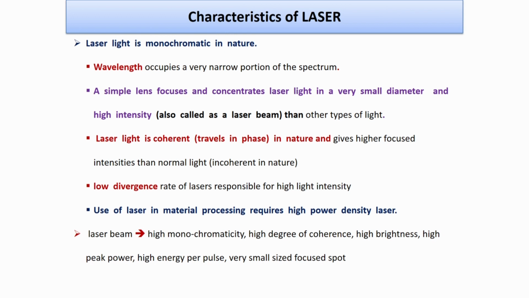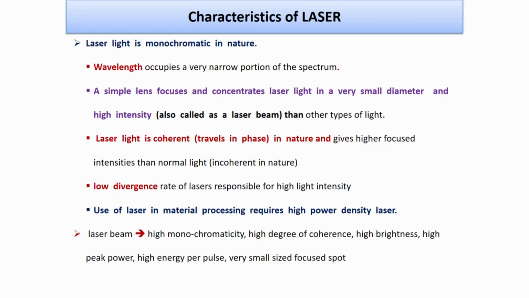So what are the different characteristics of the laser light? Laser light is monochromatic. Monochromatic means its wavelength occupies a very small, narrow portion of the spectrum. That's why it is called monochromatic. Because its wavelength occupies a narrow portion of the spectrum, laser light can be focused into a very small area.